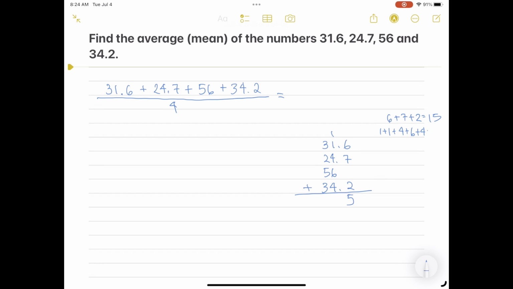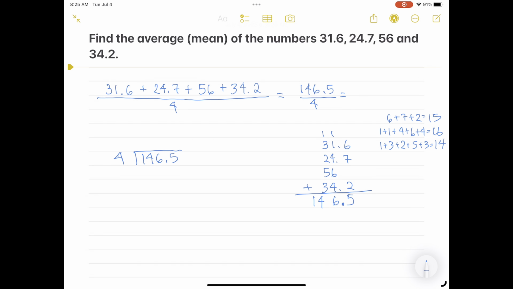1 plus 1 plus 4 plus 6 plus 4 equals 16. So you write down 6, carry the 1. 1 plus 3 plus 2 plus 5 plus 3 equals 14. So we write 14 and we write down the decimal point. So the sum of those numbers is 146.5. Now we must divide by 4. So we do that calculation now. Draw that out.